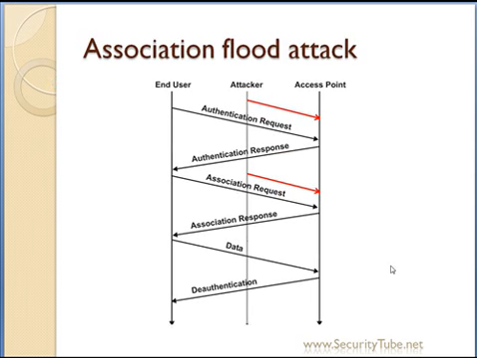Let's have a quick look at the association handshake between station and access point. The station first sends a probe request and probe response to find out the existence of any SSID and some basic parameters. Once the probe response is received from the access point, the station sends the authentication request. To that, the access point responds with an authentication response. Now in most associations, the authentication is open authentication.